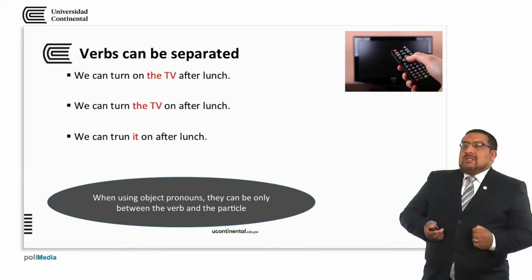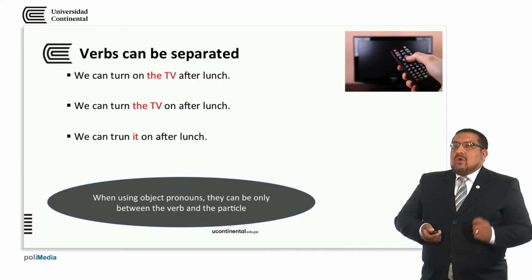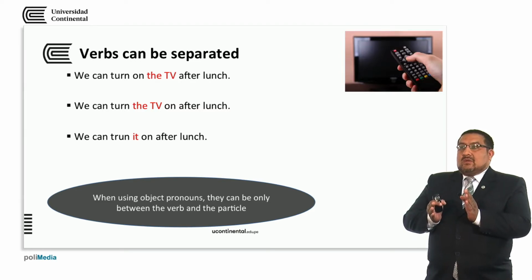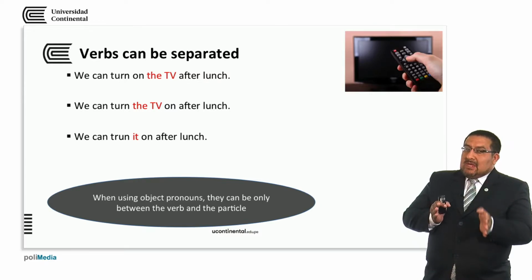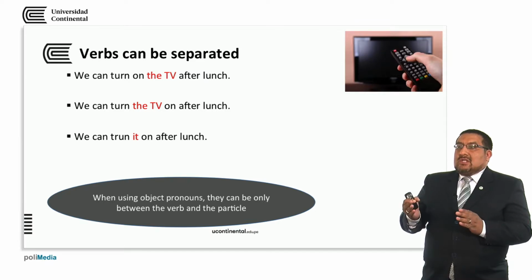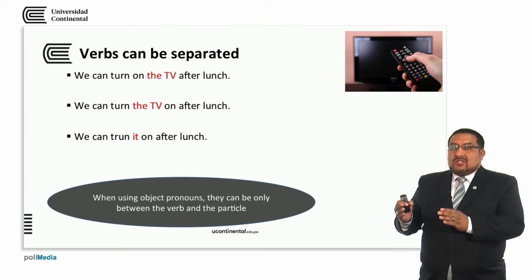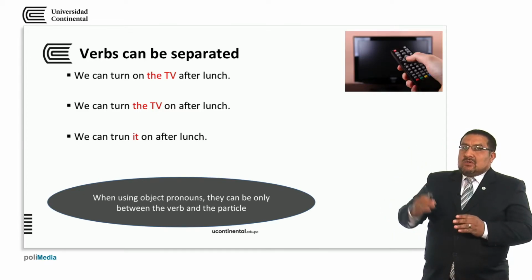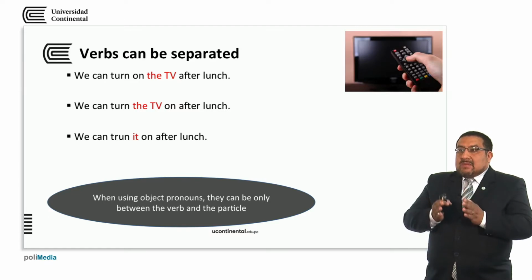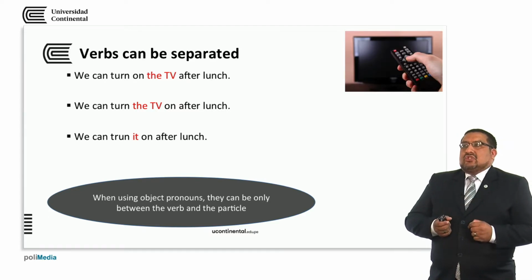How do we separate this? You got this example. We can turn on the TV after lunch. You see, the TV is the object of our sentence. And we normally can use this in the middle of the verb or after the particle. So it means we can turn on the TV after lunch. We can turn the TV on after lunch. You see, in both sentences, you have either the object of the sentence after the complete verb, or in the second case, in the middle, between the verb and the particle.